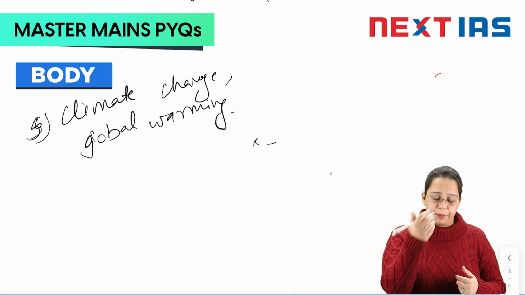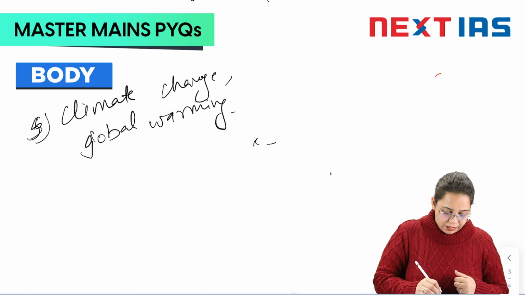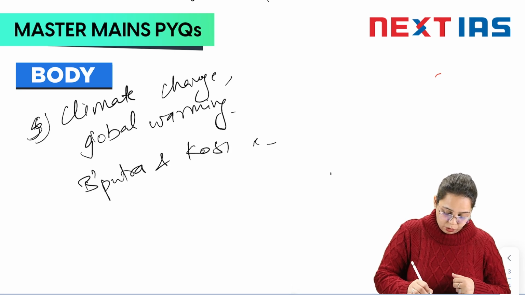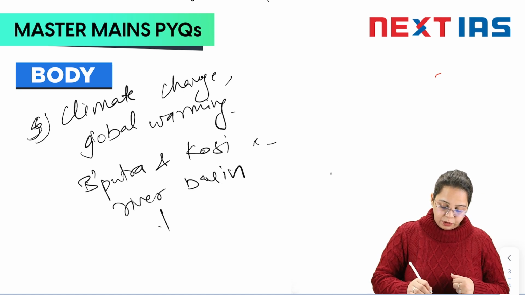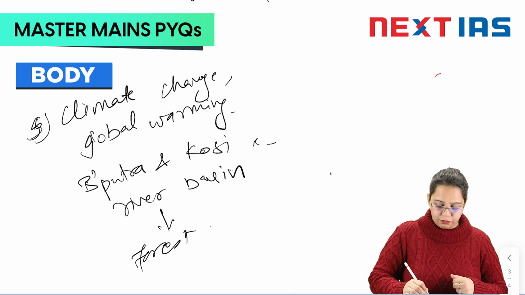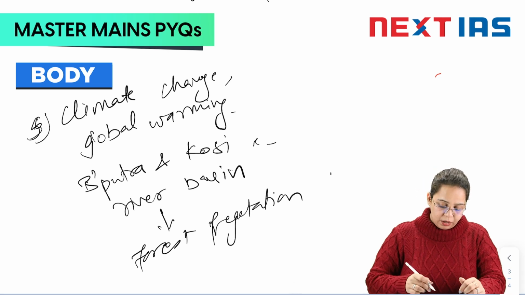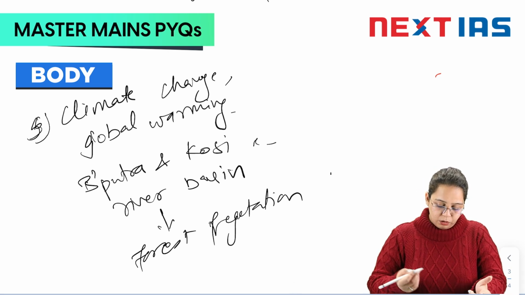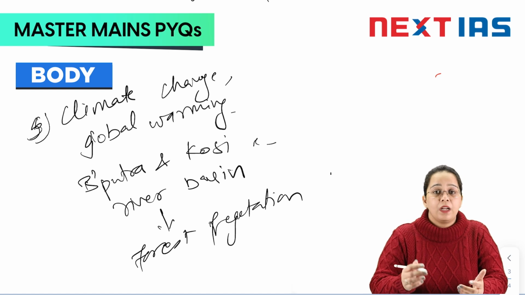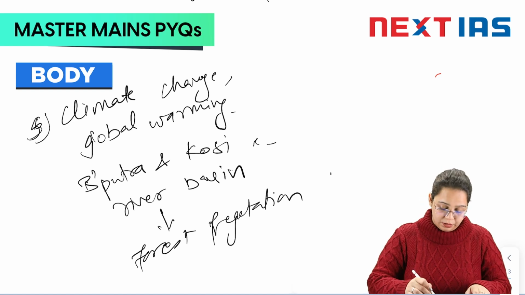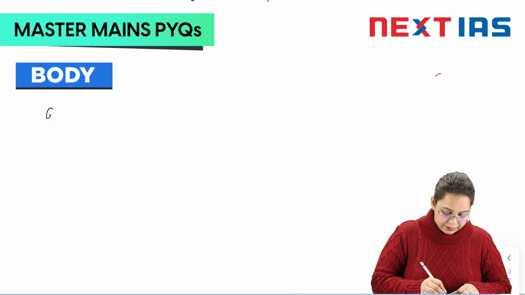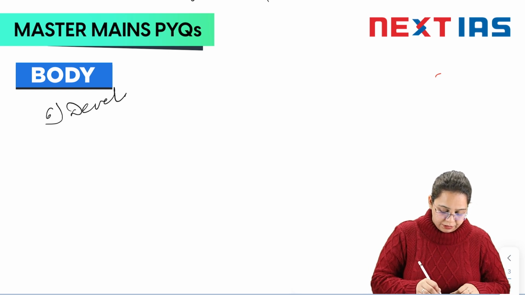A study also happened, and according to the study, near the Brahmaputra and Kosi region, the Kosi river basin, the forest vegetation had changed. Forest vegetation has changed in these areas. A study had quoted this thing. Alright, so climate change and global warming are also factors which are responsible for the occurrence of different types of natural vegetation.